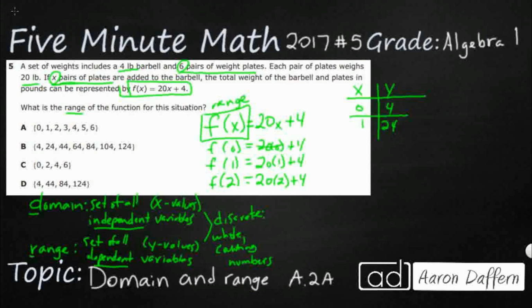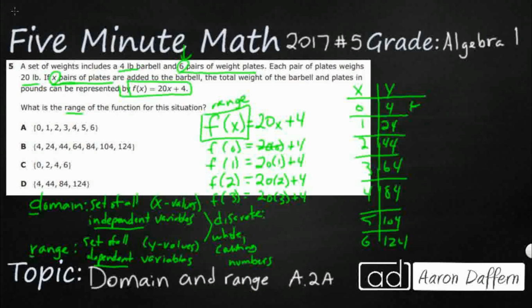So 20 times 2 is 40. So that's going to be 44. Okay? Let's just keep going. Let's do f of 3, because there's only, look, there's only 6 pairs. F of 3 is 20 times 3, which is 60, so 64. So look, once we get past this initial 4 pounds, I'm just adding plus 20, plus 20, plus 20, because each pair is 20, right? So that's going to be 84, 104, 124. This is my range.